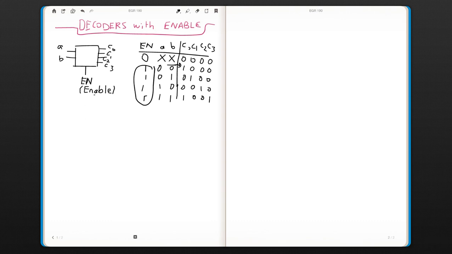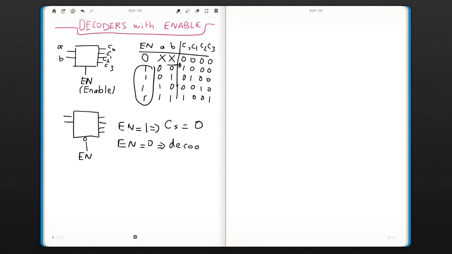Another way of doing it is that the enable can be selected exactly the opposite way. So in this case, if enable is 1, this time all your outputs will be 0. If enable is 0, I'm sorry, then your decoder is going to work. So you need to look at whether there is a bubble here or not. Depending on this will determine how you would enable or disable your decoder.